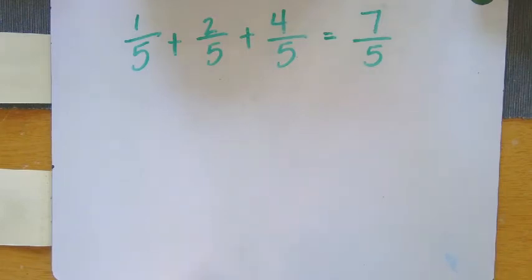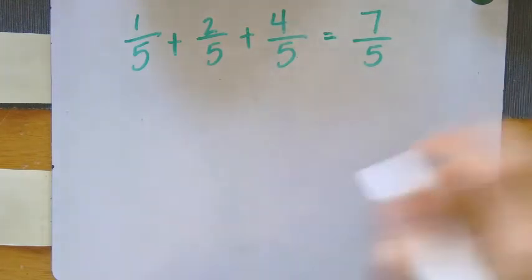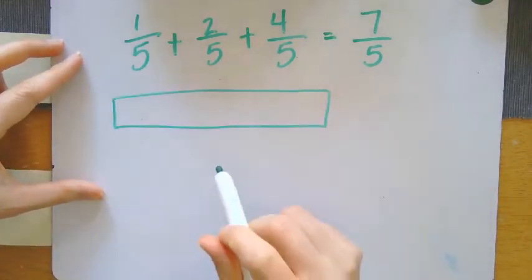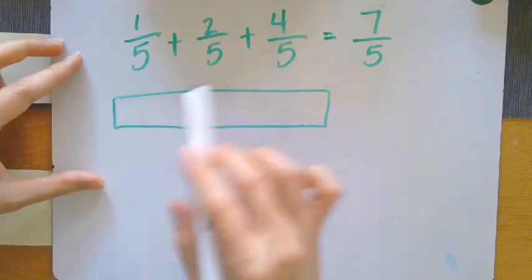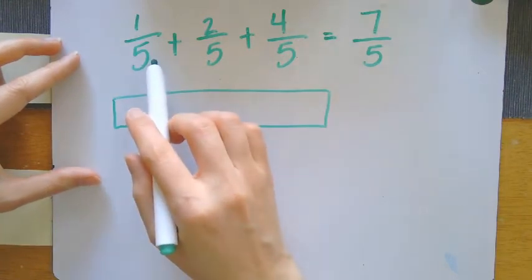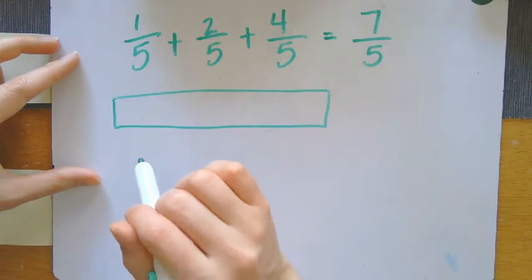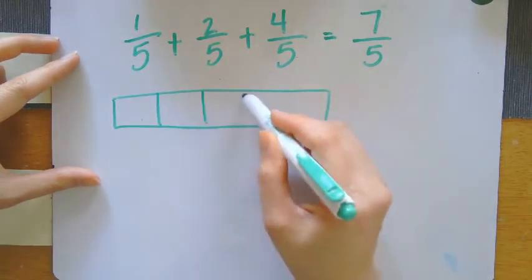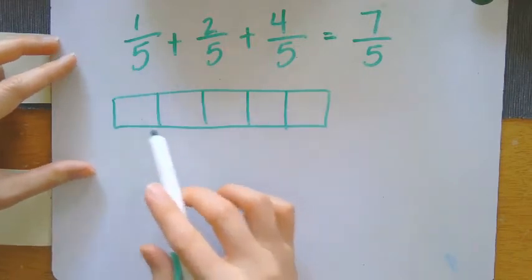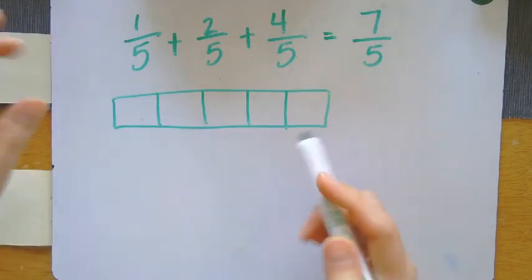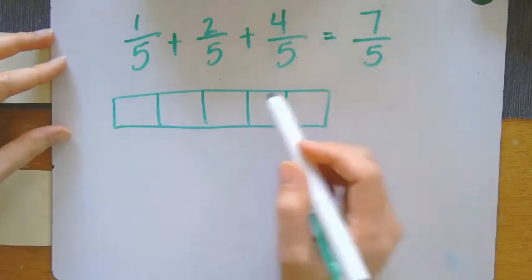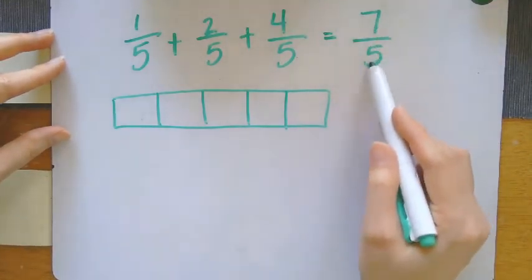All right, we are going to have a model. Okay, again, remember that the denominator tells me how many total pieces equal one whole. So because I have a denominator of 5, I'm going to partition 4 times. 1, 2, 3, 4. Now, 1, 2, 3, 4, 5, I have my 5 equal parts. So if I have all of them shaded in, that means that's one whole. So I'm going to go ahead and show what 7/5 looks like. Okay, so I need to shade in 7 out of those 5.